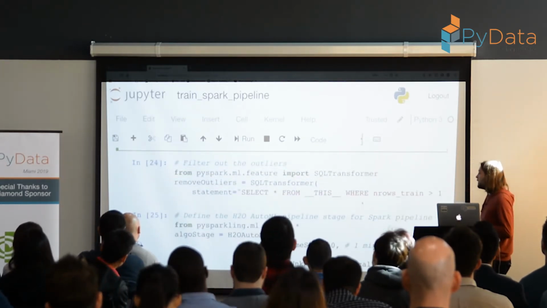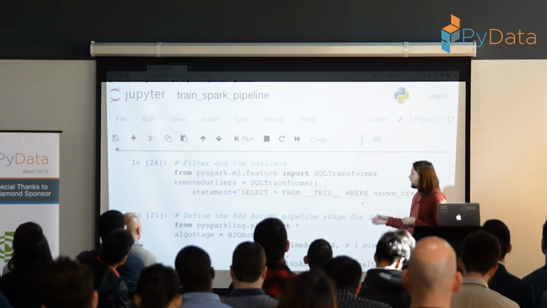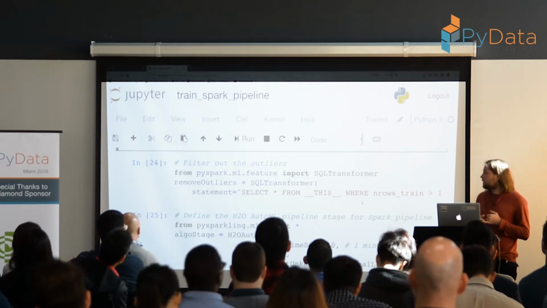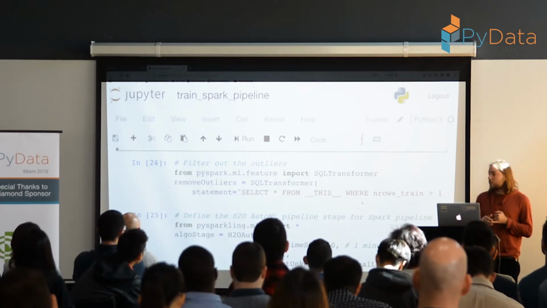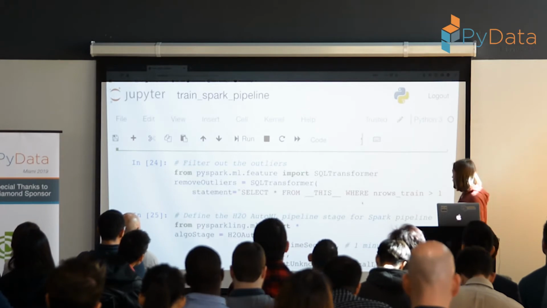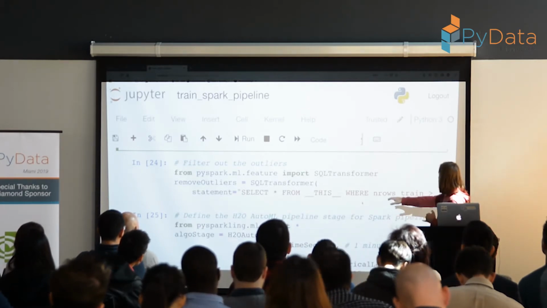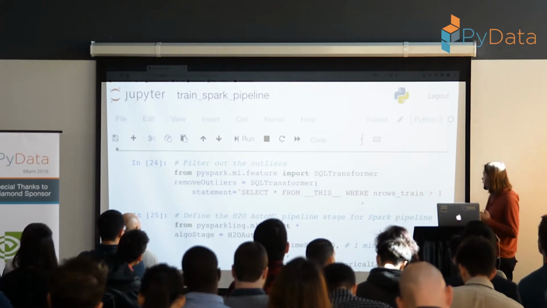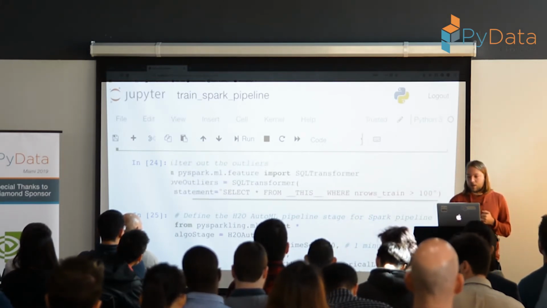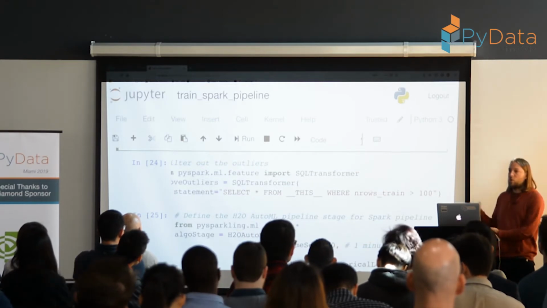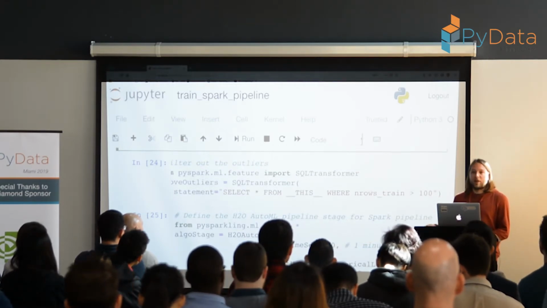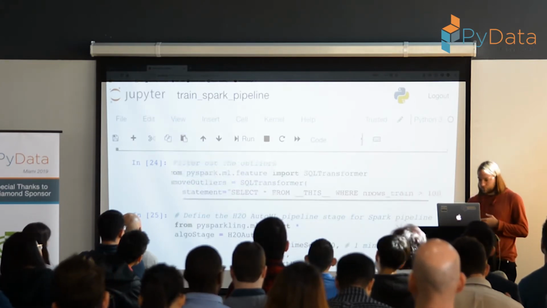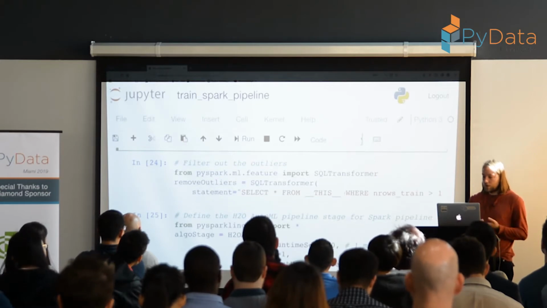But the important part is the Spark pipeline, how we define it. So the box 24 specifies the first pipeline stage. This is called the SQL transformer stage, and what it actually does is select all the rows where the number of rows in the training data set was higher than 100. We are not interested in small runs of that Driverless AI tool I mentioned a while ago. So this is just a simple SQL transformer.